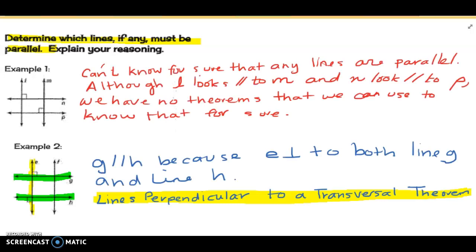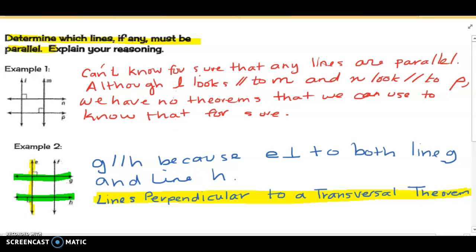All right, let's look at these. So I've gone in and filled in the answers, but I do want to talk about them. On example 1, we can't say for sure that any lines are parallel. They look to be parallel. L and M look like they're parallel. N and P look like they're parallel.